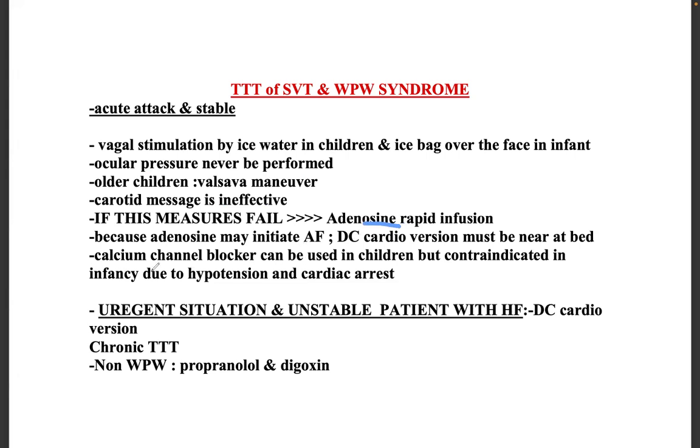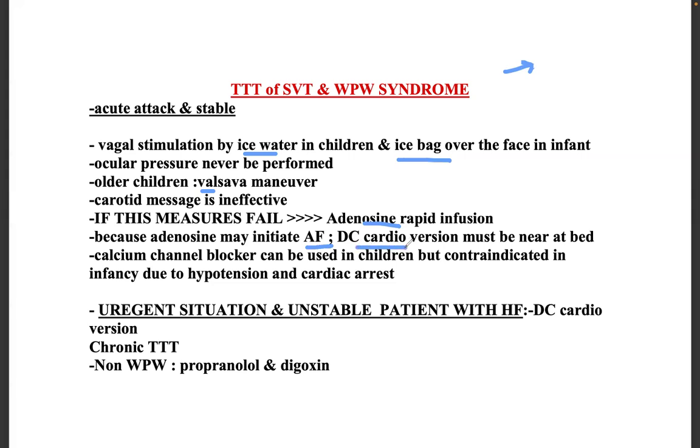Another thing is the calcium channel blocker. Leaving the side effects, let's go step by step. When there is an acute attack, first try vagal stimulation: keeping an ice bag over an infant's face or putting some ice water on children. For older children, ask them to do Valsalva maneuvers like blowing through a straw. If these measures fail, you will go for adenosine. But when you give adenosine, there is a risk of developing AF, so you should keep the DC cardioversion near the bed.